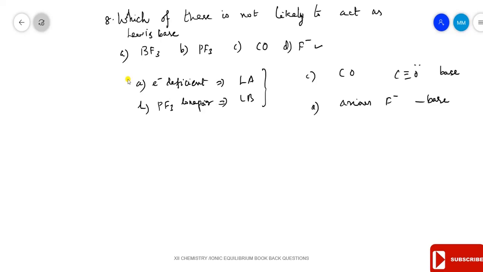The question is, which of these is not likely to act as a Lewis base? The boron trifluoride. It is the Lewis acid. So your answer is A.